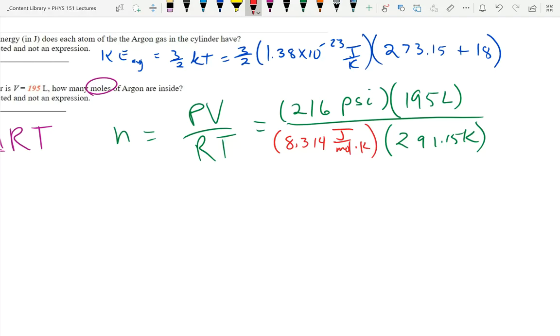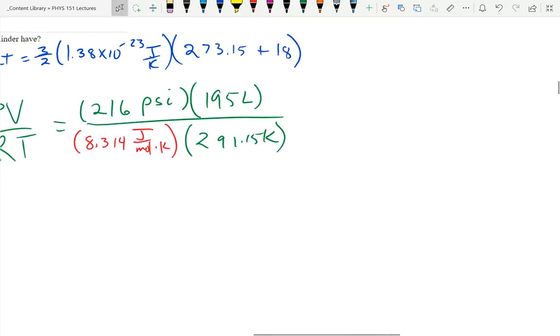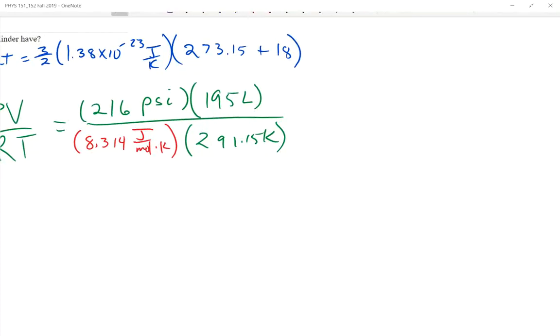Now, if we look at this, we have two issues. What are the two issues? PSI and liters. We have to be very careful with our units. This is a correct equation. I don't have to cross it out or anything. I didn't make a mistake. But if I just punch in this number, it's not going to be the right answer because it'll have wonky units. So what's the standard unit for pressure?